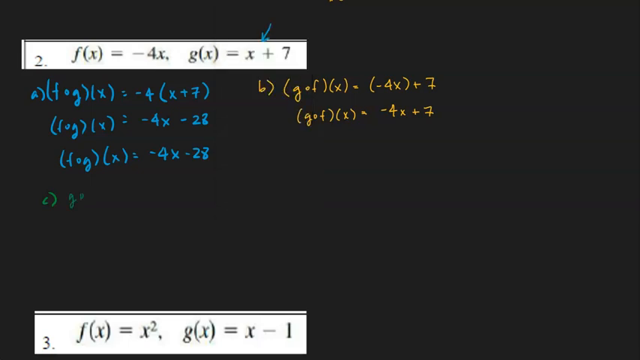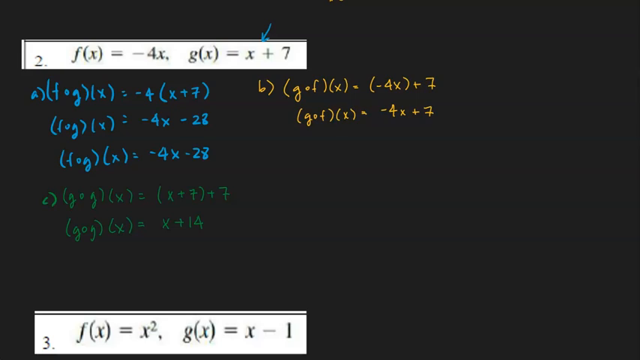Okay. C is going to be G of G. Let's open up that and then put x plus 7 plus 7. G of G of x equals x plus 14. All linear inputs, linear composites, linear.